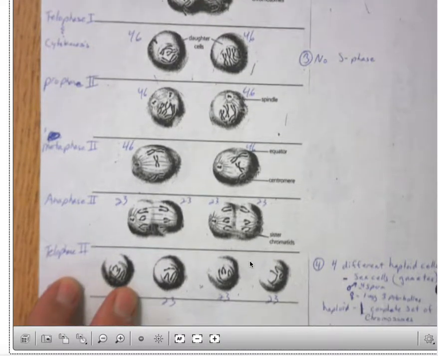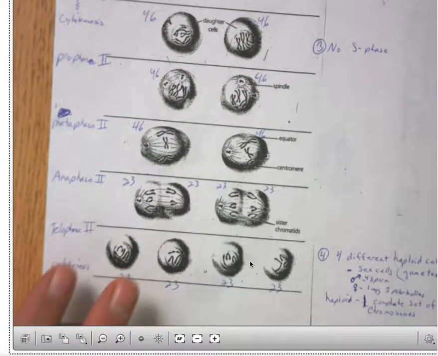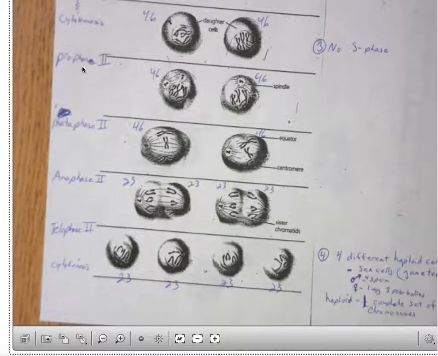Prophase 2 takes place. Now, prophase, metaphase, anaphase, and telophase of meiosis 2 look exactly like the diagrams we've used in mitosis. That's what it looks like. It looks just like mitosis. There's no tetrad, right? There are no homologous pairs. They're just chromosomes.